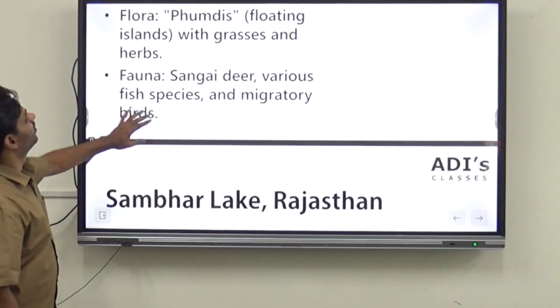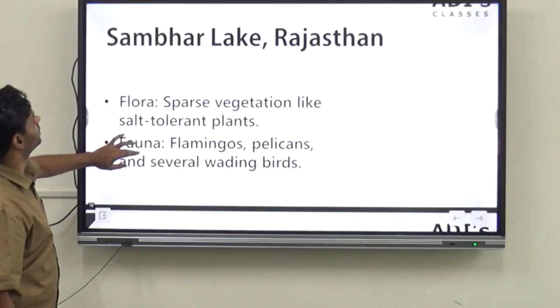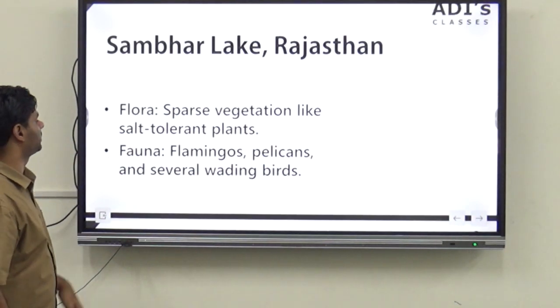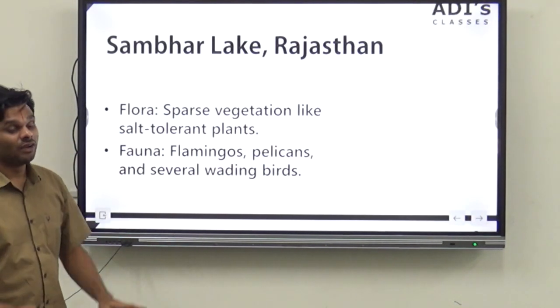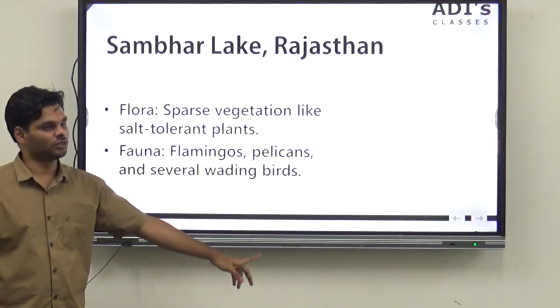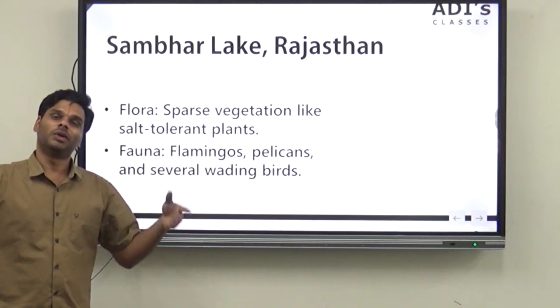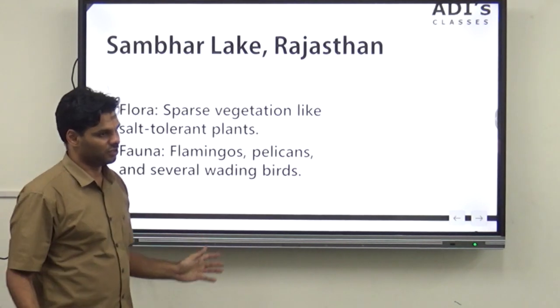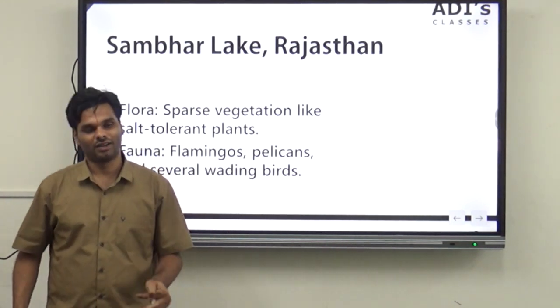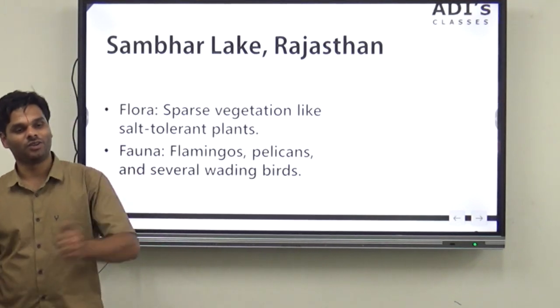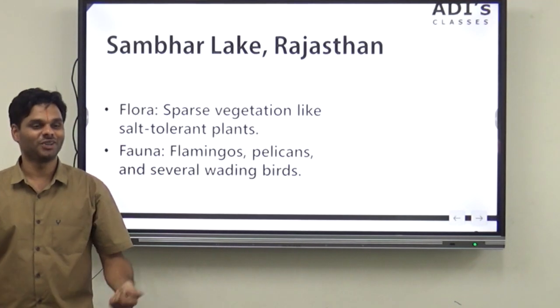Okay, many various species of migratory birds. The Sambar Lake in Rajasthan, again flamingos, pelicans. Flamingos, if you want to see, you can go to Run of Kutch also. You can go to Rajasthan also. You can go to Odisha also. But most people in India have never seen flamingos because we don't go there. What we plan to do, we plan to go to Europe. You go to Europe, you can see something.